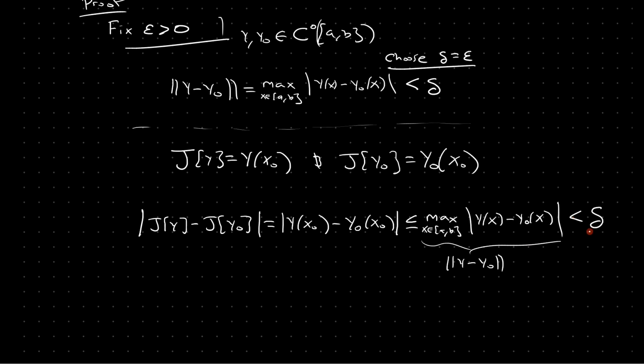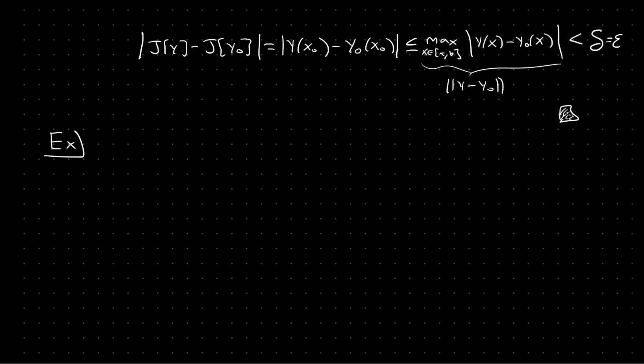And this ensures for us that this functional is continuous, because it's saying that for any epsilon, if y minus y naught is bounded by delta, then we can choose a delta equal to epsilon, such that the functional also stays bounded by this epsilon. Because remember, we've chosen delta to be equal to epsilon here in this proof. So this shows that the Dirac delta functional is a continuous functional.